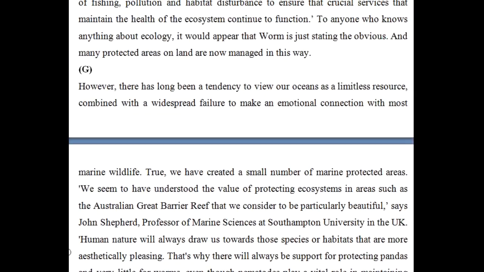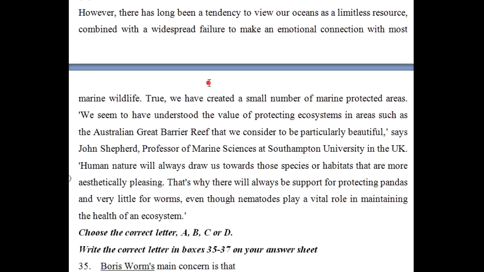Yes. However, there has long been a tendency to view our oceans as a limitless resource. Okay, combined with a widespread failure to make an emotional connection with most marine wildlife. But they're not talking about plans. They're talking about we don't have the tendency to save it. Perhaps it can be like why more has not been done. So let's continue reading. True, we have created a small number of marine protected areas. You see, marine protected areas is there, but they are not saying any planning, so don't get trapped. He's saying we have created, so they don't have any plan. What they have done, that was in the past.